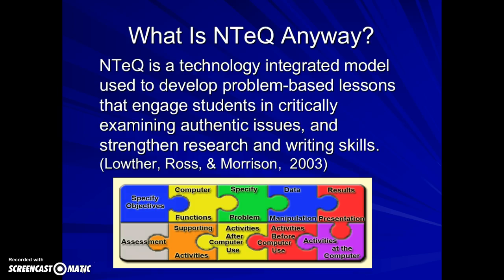So what is NTeQ anyway? NTeQ is a technology integrated model used to develop problem-based lessons that engage students in critically examining authentic issues and strengthen research and writing skills. That's kind of a mouthful, but I know that as a student, I couldn't stand it when my teachers would give me assignments that I didn't think pertained to the real world or that had information that was going to be helpful to me in the future. To me, that was a waste of time, and I'm sure my students feel the same way.